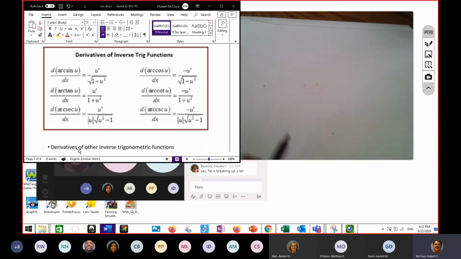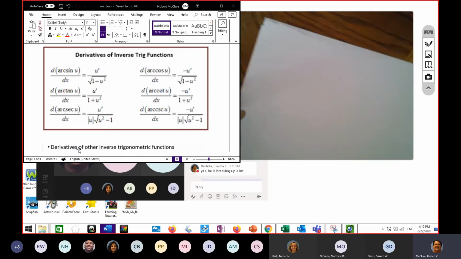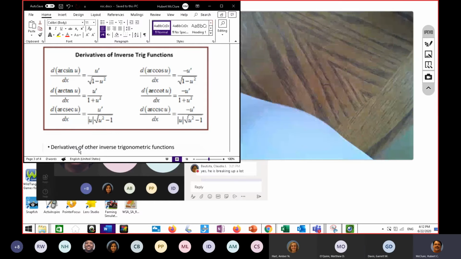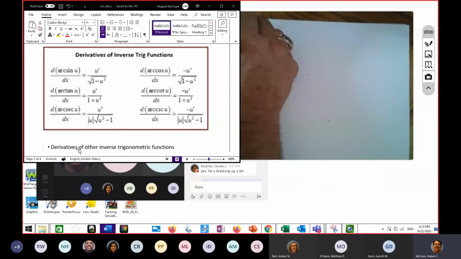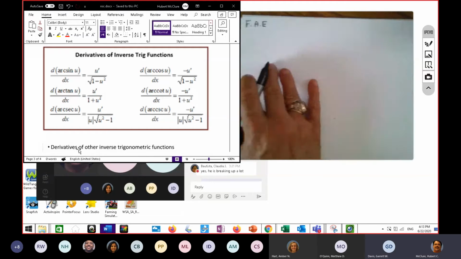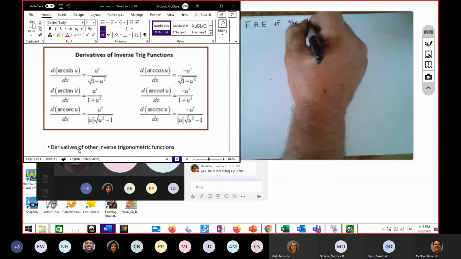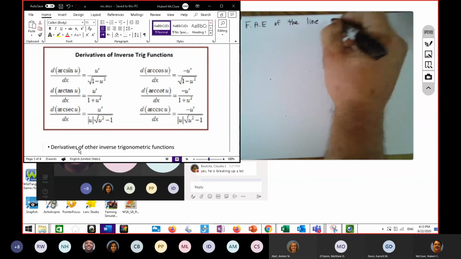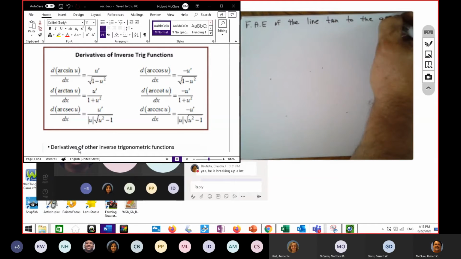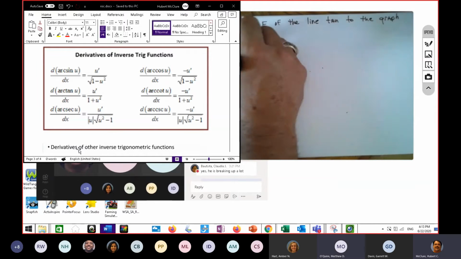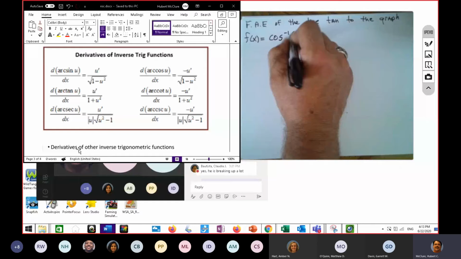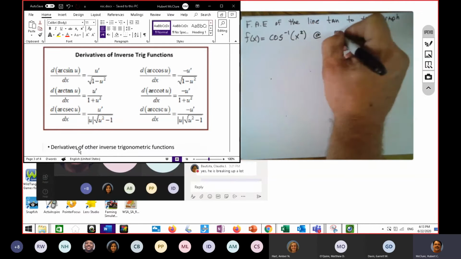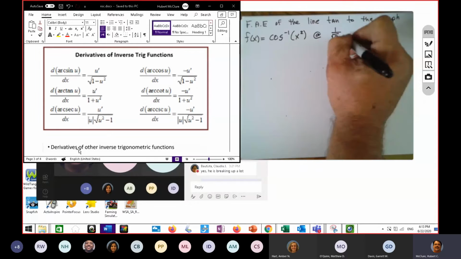Here's an example of a question I might ask on a test. I've already given you 2 examples, those first two simple ones. Here's another one. Find an equation of the line tangent to the graph of f of x is equal to the inverse cosine of x squared at (square root of 2, pi over 3). So they give you a point.